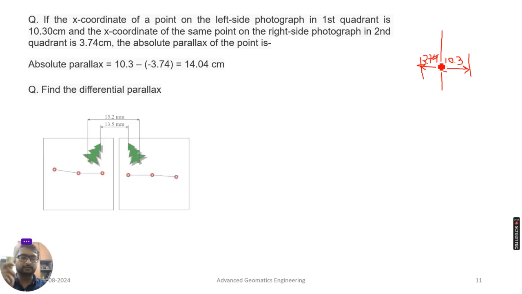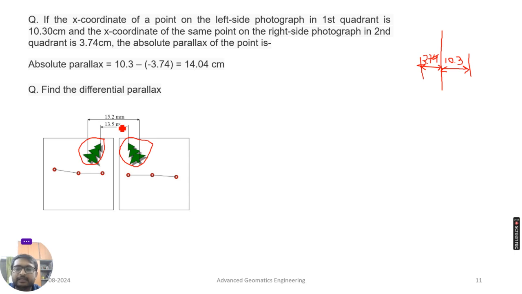So consider the example of measuring the height of a tree from the sky. One view of the tree is like this, and another is like this, from the other eye, and you see the top and bottom of the tree. So we want to find the differential parallax. That is the difference in the parallax between this top point and this bottom point, the difference of their differences. That is known as the differential parallax.